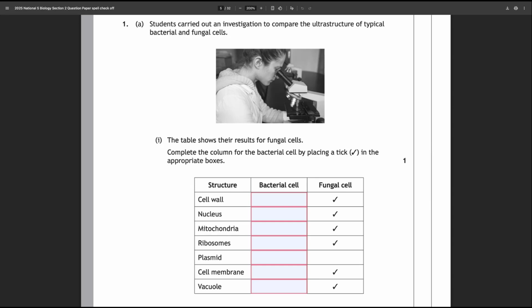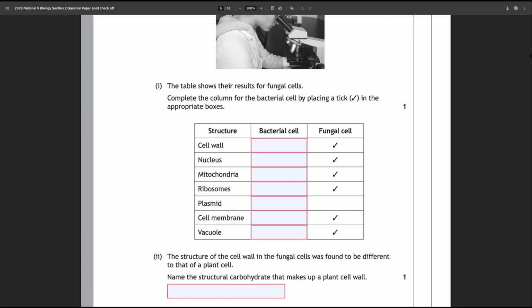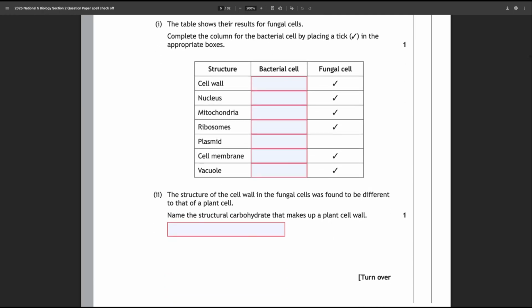So question 1A, students carried out an investigation to compare the ultrastructure of typical bacterial and fungal cells. Part 1, the table shows their results for the fungal cells. You have to complete the column for the bacterial cell by placing a tick in the appropriate boxes. So for the bacterial cell, we know that there are three cells that have got a cell wall: bacterial cells, fungal cells, and plant cells. So we can tick that one.